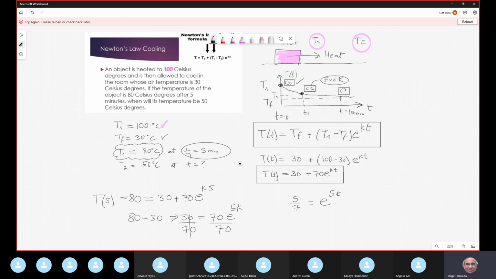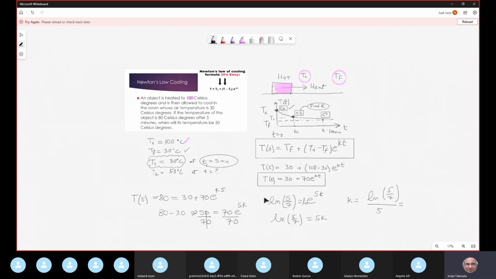And the best way is to apply the natural logarithm, the logarithm with the same base as the exponential. Therefore, they undo each other. You know that property. Now, the logarithm of 5 over 7 is equal to 5K, because logarithm and exponential undo each other. Therefore, K alone is the natural logarithm of 5 over 7 divided by 5. You can put this quantity in the calculator if you want.